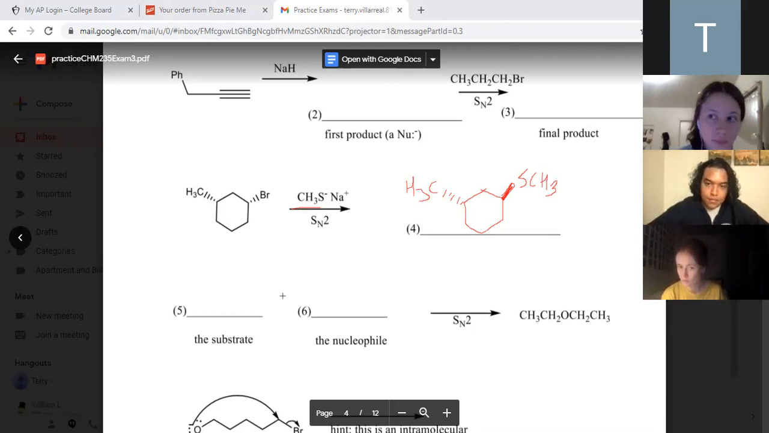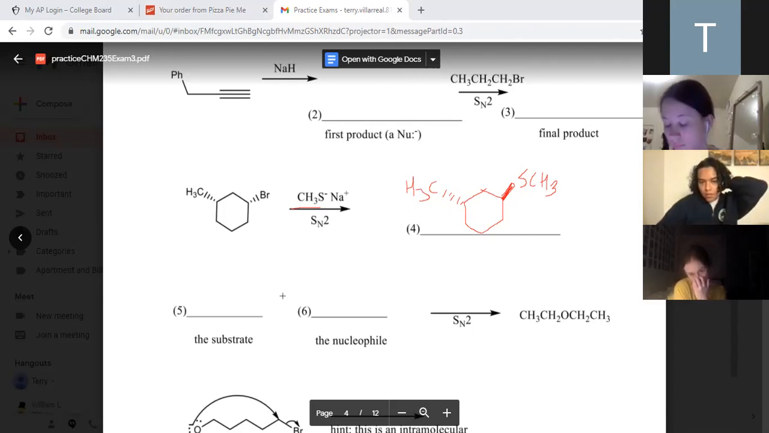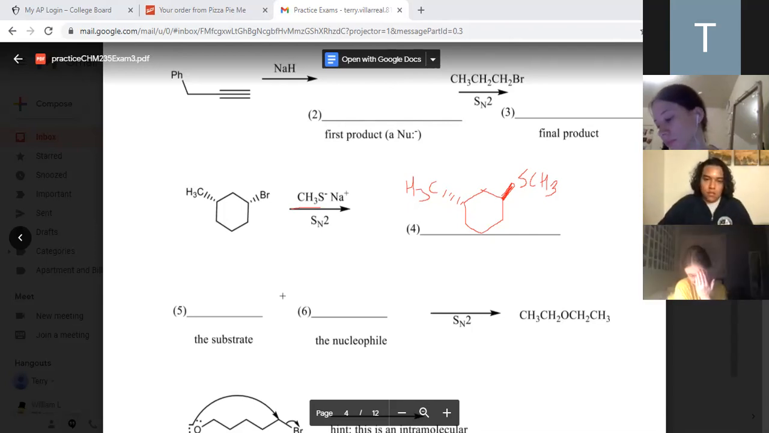All right. And for the next one, we have to figure out what the substrate and the nucleophile are. So in this type of problem, you're just going to look at your product, right? Any ideas on this one? What are you guys thinking? Or no ideas?